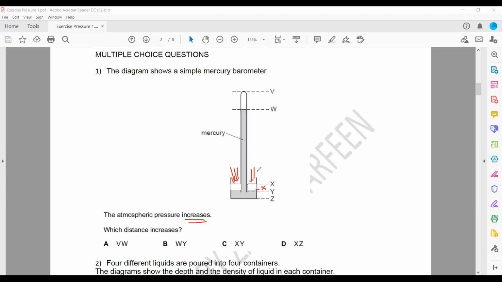So this will be level X. And what happened to level W? Level W will increase. So the new position of W will be here. They're asking which distance increases.